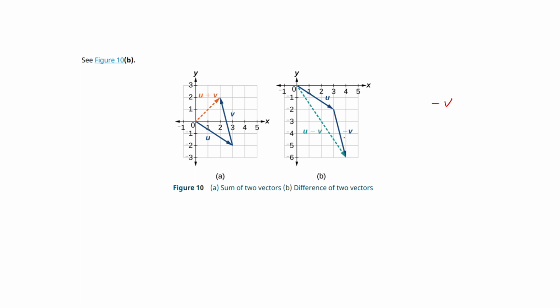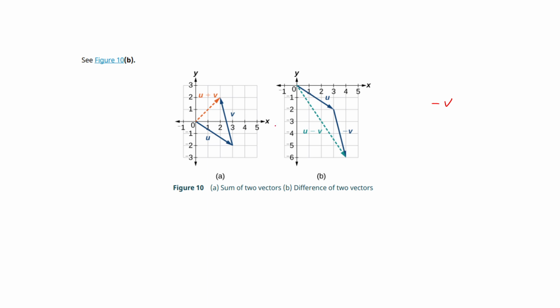Now, if you're subtracting them, you've taken the second vector and made it the negative version of it, and then you've put that at the tail, and then u minus v in this case would be that new resulting vector from the origin to the end. Do you see what they're doing here?